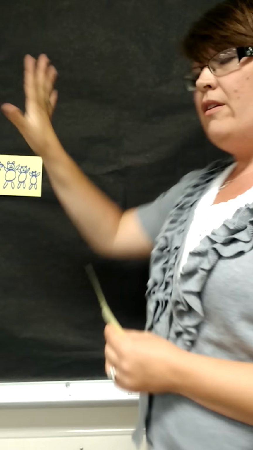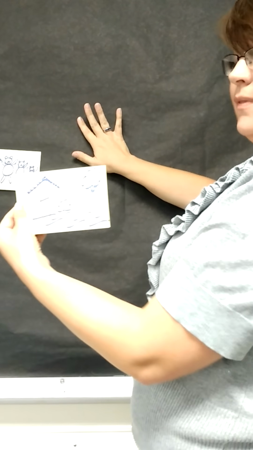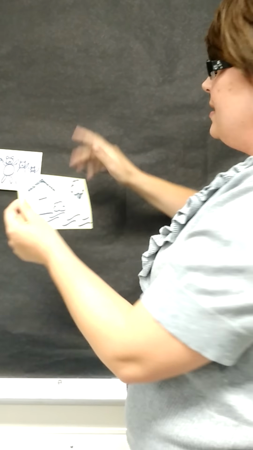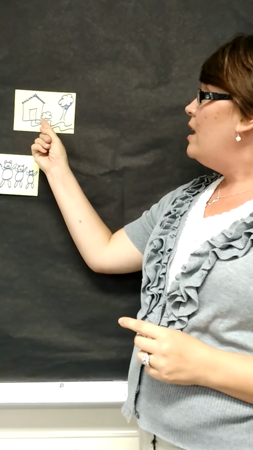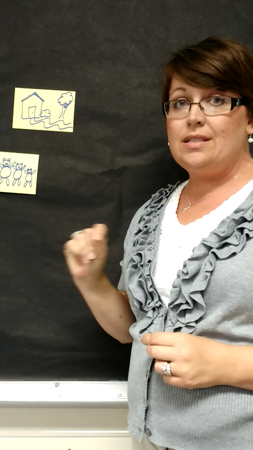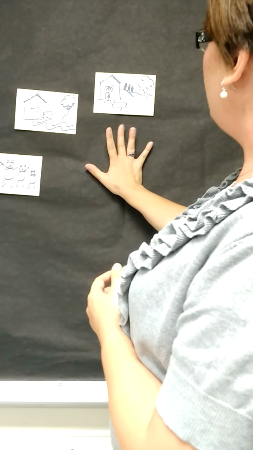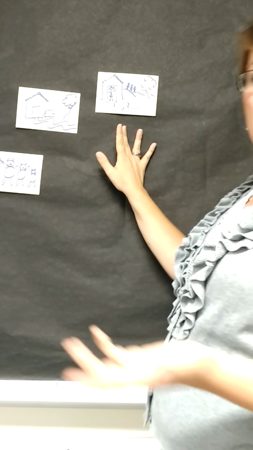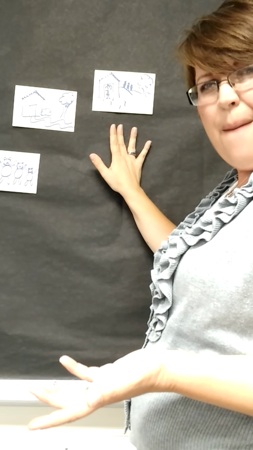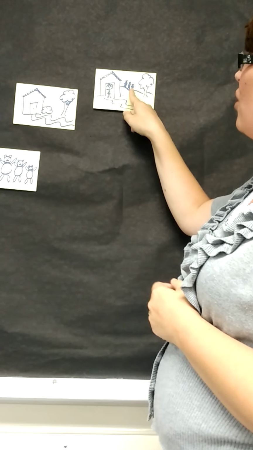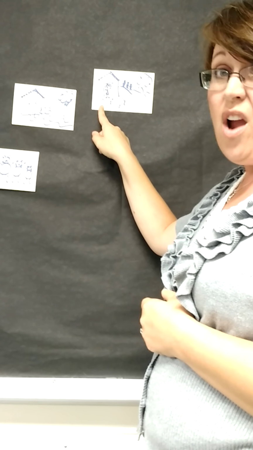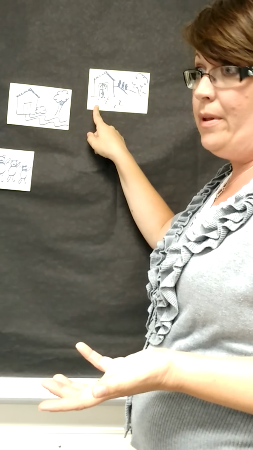Anybody remember the next finger? Where does the story take place? It's our setting. In Goldilocks and the Three Bears, the setting is the Three Bears' cottage in the woods. That's where the story takes place. Our next finger tells us, what's the problem here? What happens? In Goldilocks and the Three Bears, the problem is the bears go for a walk and Goldilocks goes into their house uninvited. That's a problem.